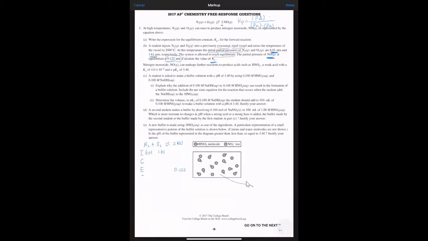The equilibrium amount of the product must come from the reaction, so basically the change is 0.122, because the initial pressure of the product is 0. Now that we know the change of the product, we can find the change of the reactants. The ratio between them is 1 to 2, so when you generate 0.122 of product, you consume half that amount of reactant, which is 0.061 oxygen and similarly 0.061 nitrogen.